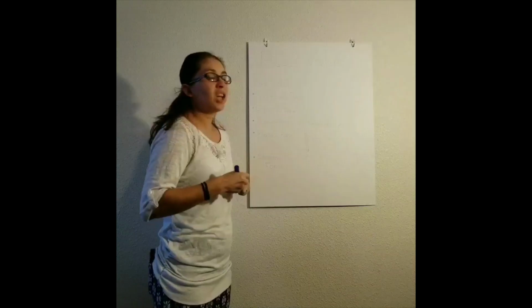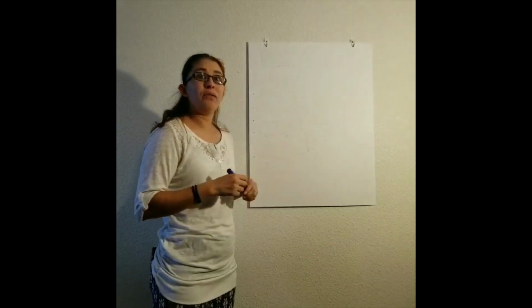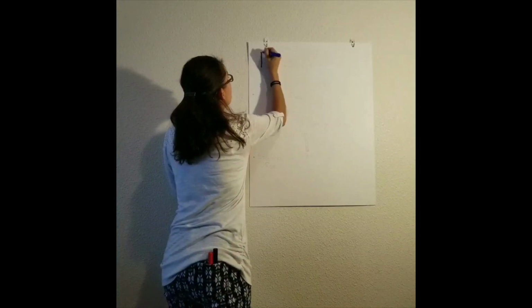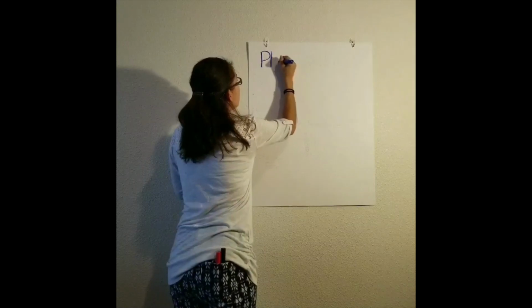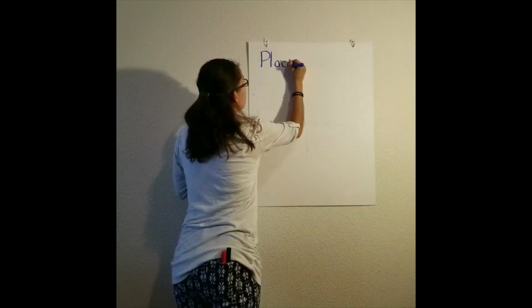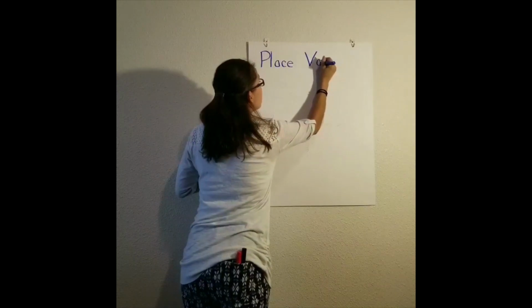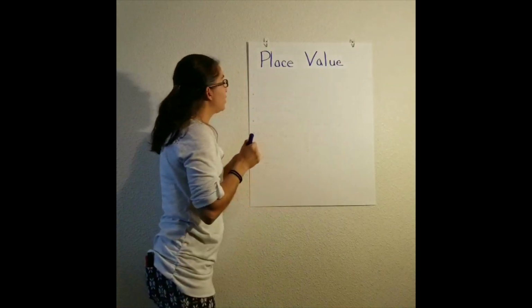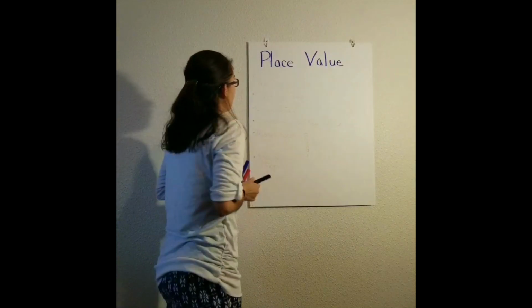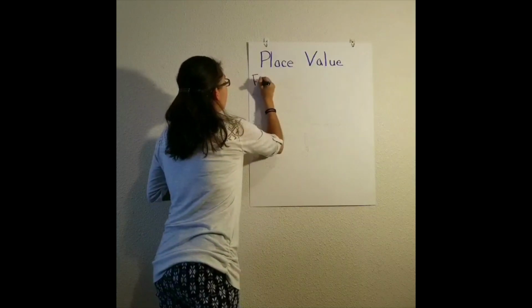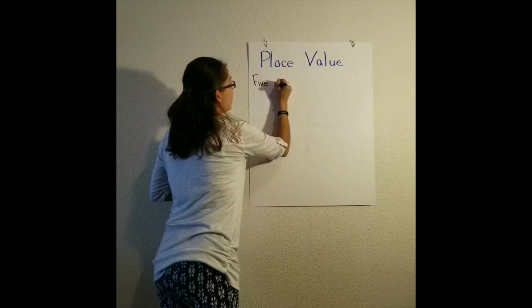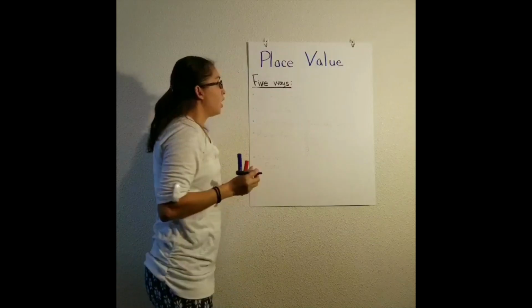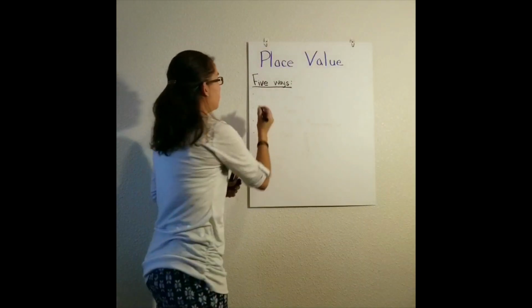Place value. When we talk about place value, there are 5 different ways that we can do place value. Now, for place value, the 5 ways that we can write this is, number 1, written form.